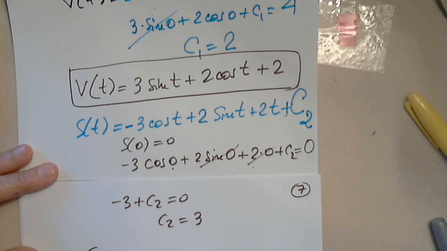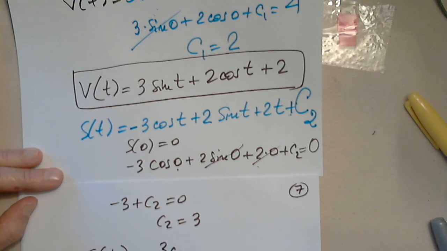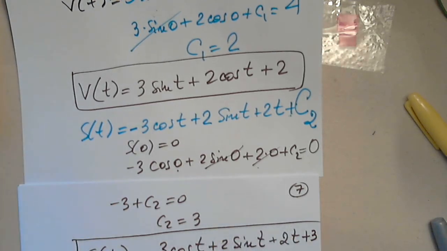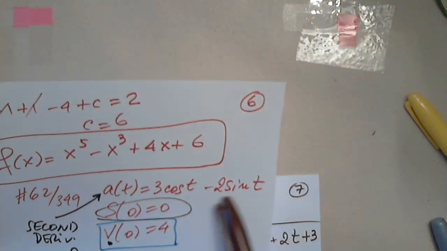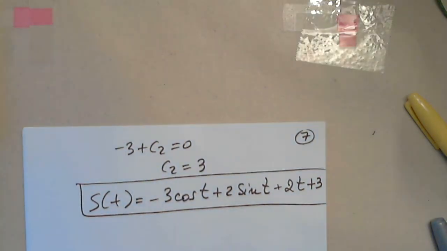I finally determined the distance function of the particle: negative 3 cosine t plus 2 sine t plus 2t plus 3. And this is not a family of functions. This is the unique distance formula that verifies the given conditions. That the acceleration is this is a condition, and this is the second condition given to us.